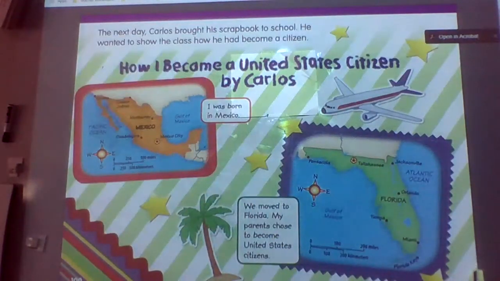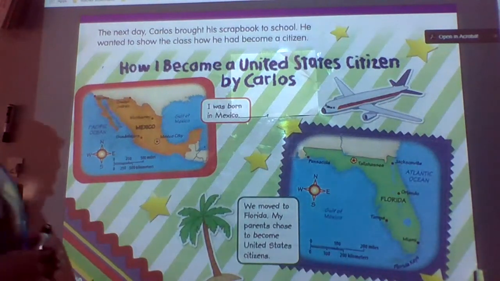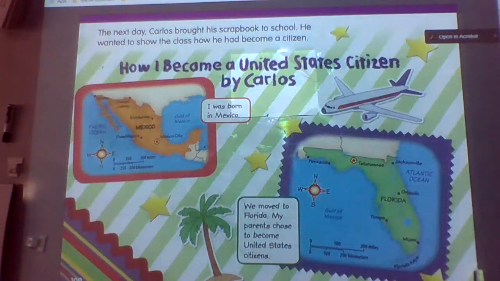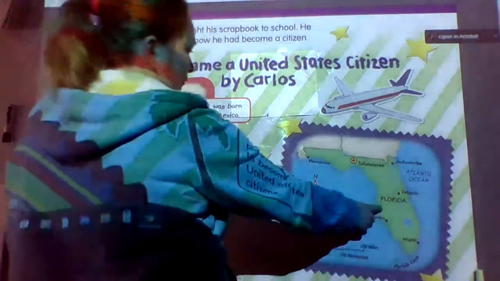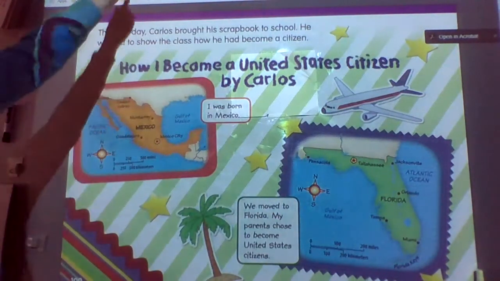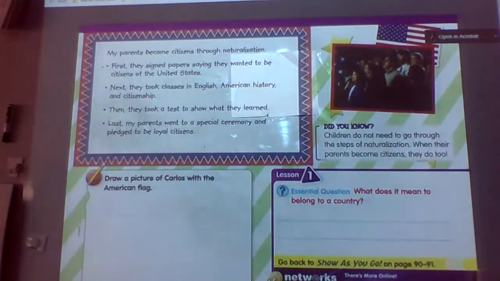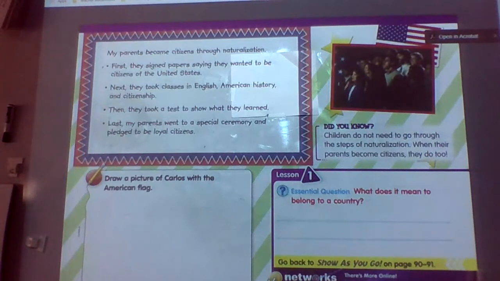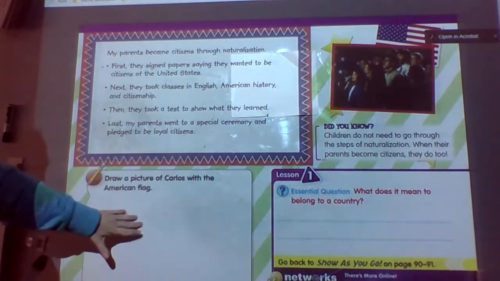on page 100, here's Carlos's story that we didn't get to. So Carlos was born in Mexico, and they moved to Florida. Okay. My parents became citizens through naturalization. They signed papers, they took classes, they took a test, and then they went to a special ceremony.